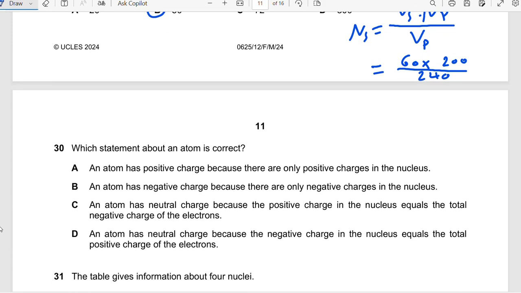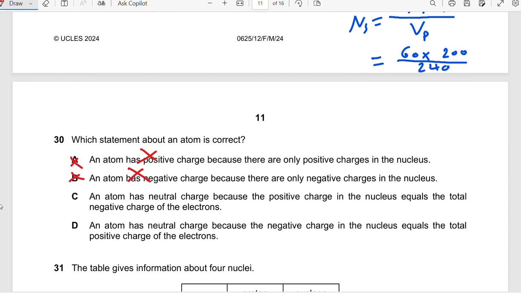The last question in this video, which statement about an atom is correct? We'll change the color. An atom has a positive charge because there is only positive charge in the nucleus. No, actually it's not charged. The atom is neutral, so it's not positive, and also it's not negative. So options A and B are wrong. Option C, an atom has neutral charge. Yes, correct, because the positive charge in the nucleus equals the total negative charges of the electrons. Yeah, this is possible. Most likely it's C.